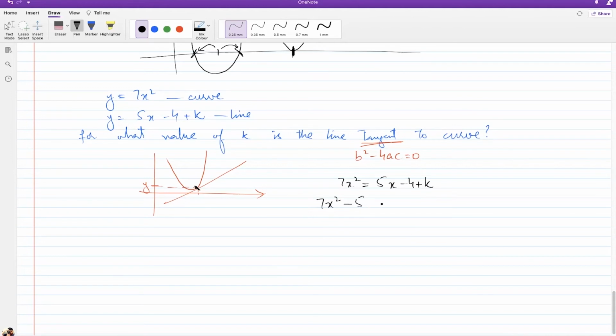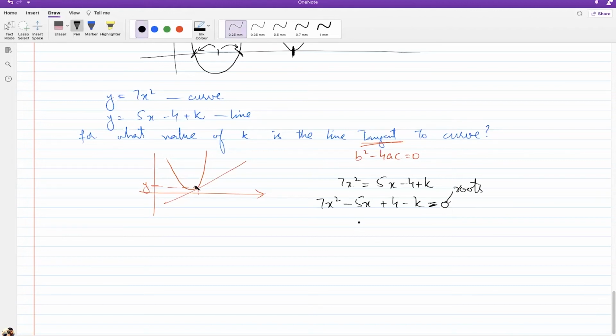7x squared minus 5x plus 4 minus k is equal to 0. And by making it equal to 0, I have reached roots. If we did not make it 0, I would not be able to talk about roots, because when y is 0, we get roots. Now we know that this is tangent.